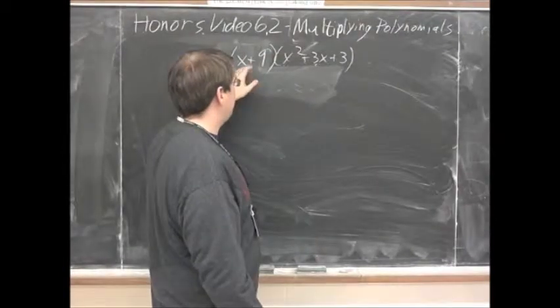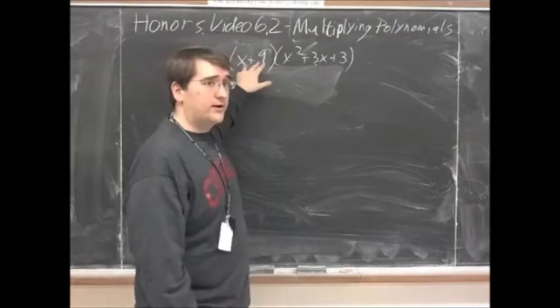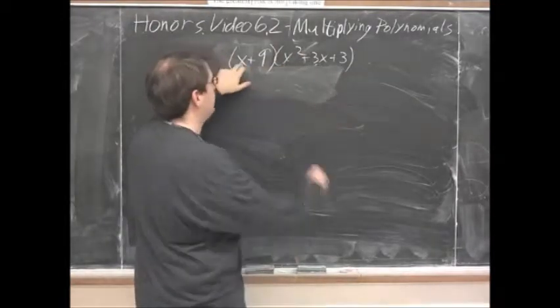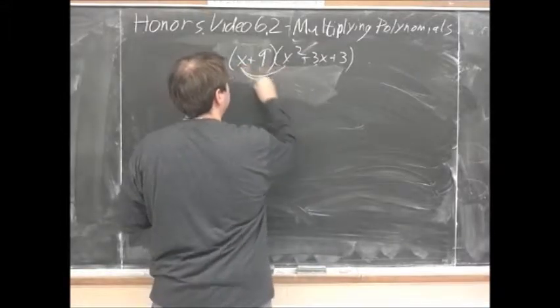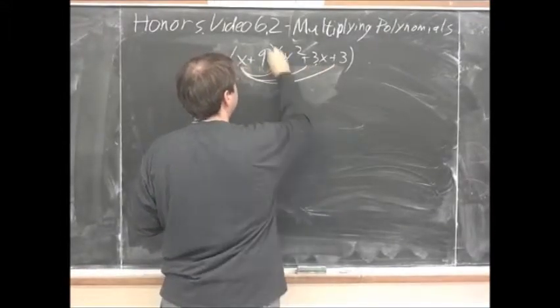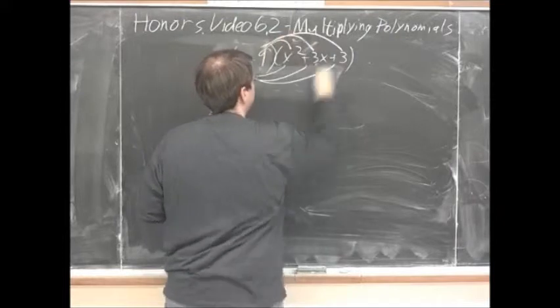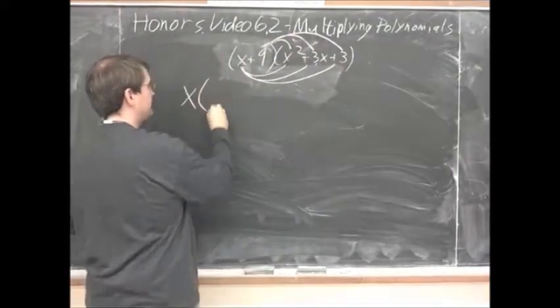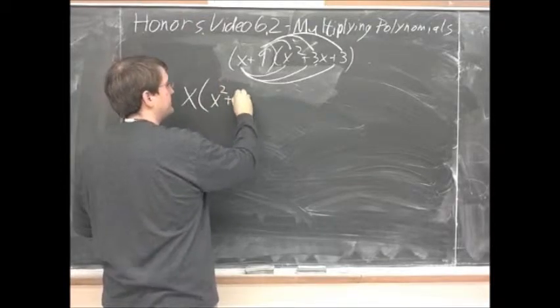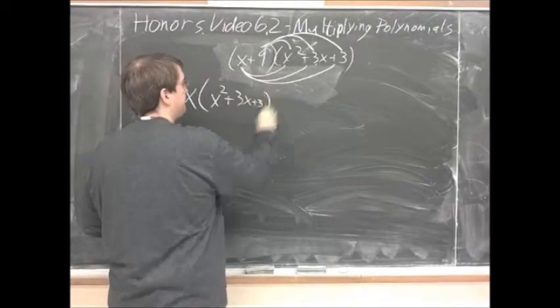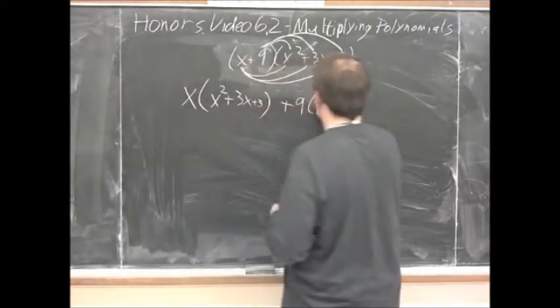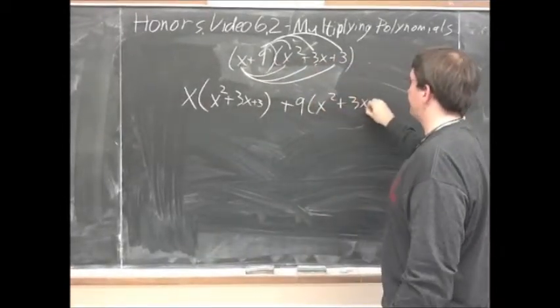We're just going to break that apart and take each individual piece and distribute it. So I'm going to take the x and distribute that, and then I'll take the 9 and distribute it. So I'll write out what I mean. I'm going to take the x and distribute it across x squared plus 3x plus 3. And then I'm going to take the 9 and distribute that across x squared plus 3x plus 3.